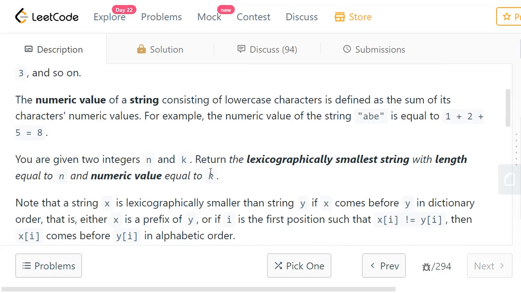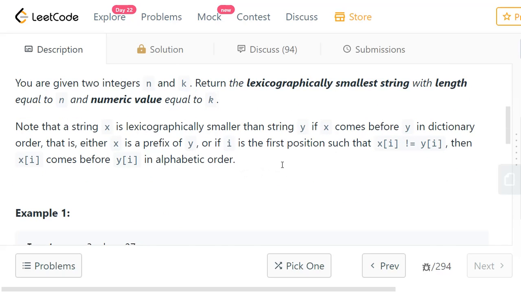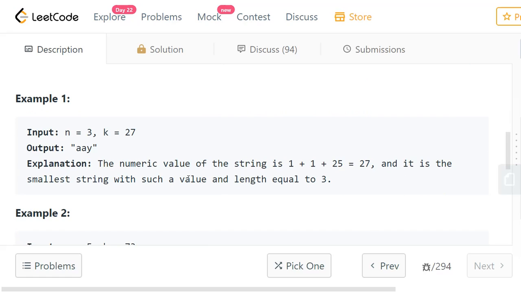So basically, we will be given two variables, N and K. We need to form a string of length N, and the string should have a value of K. Let's look at examples so that will clear our doubts. Let's say we have N equal to 3, K equal to 27. We need to form a string of 3 characters, and when you add the values of all the characters, you should get 27. And the string that we form should be the smallest one.